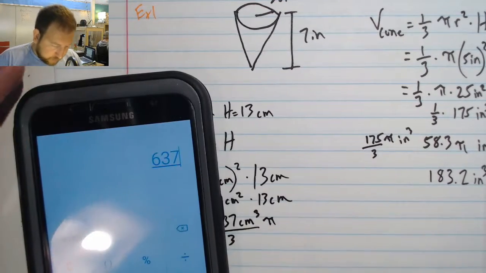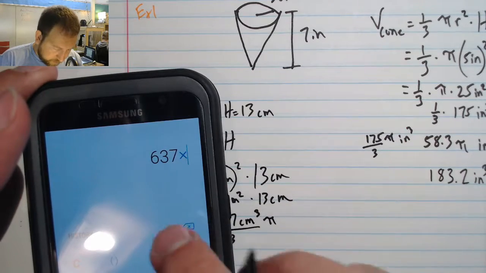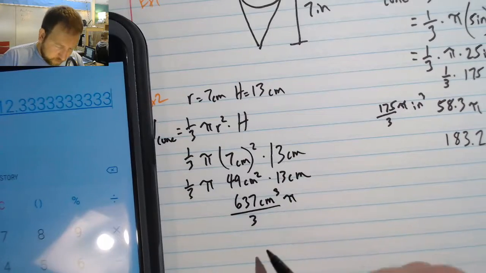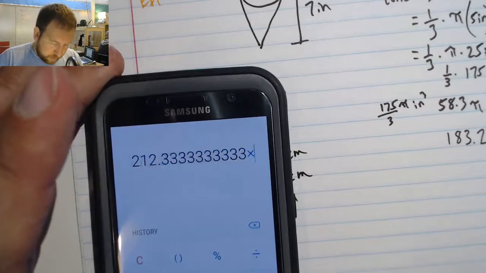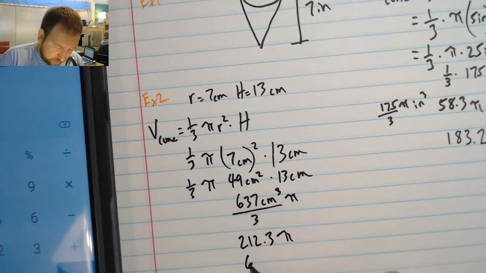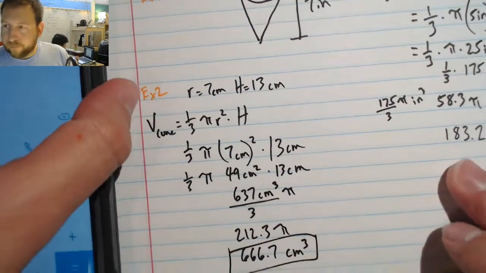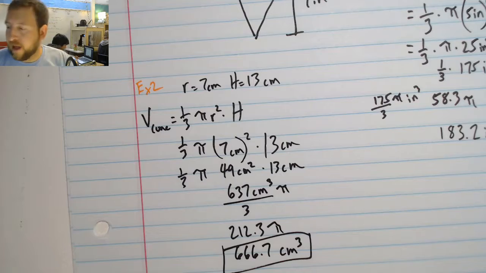So I'm going to do 637, first I'm going to divide by 3, 212.3 pi times 3.14 gets me about 666.7. And this is centimeters cubed. And that's how we do it. And this is the end of chapter 10, which is pretty exciting. And go ahead and good luck.